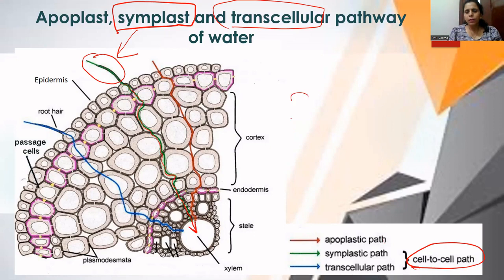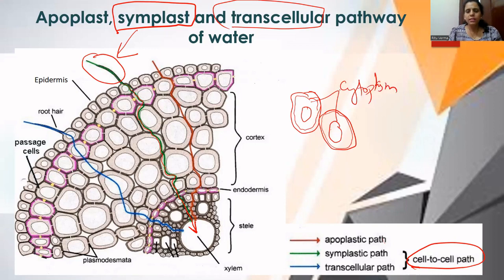For example, you have these two cells. This is a cell wall, and then you have the cell membrane, and then you have the vacuole. This bigger circle is the vacuole. And you have the cell membrane and cell wall, and these are your cytoplasm. Now in the symplast pathway, water will enter inside the cell, but it will only move through the cytoplasm, and finally will reach the xylem tissue.